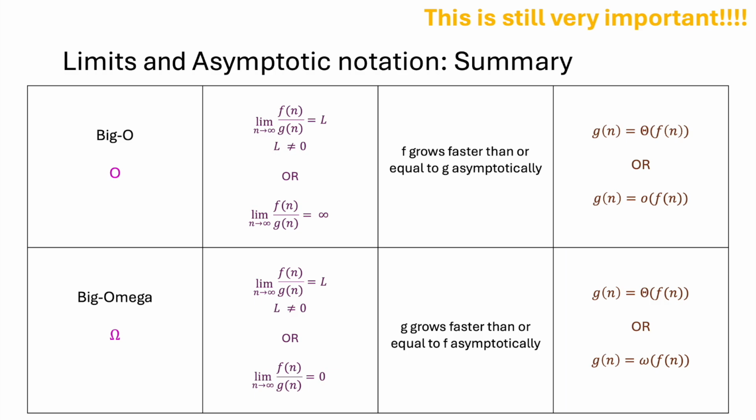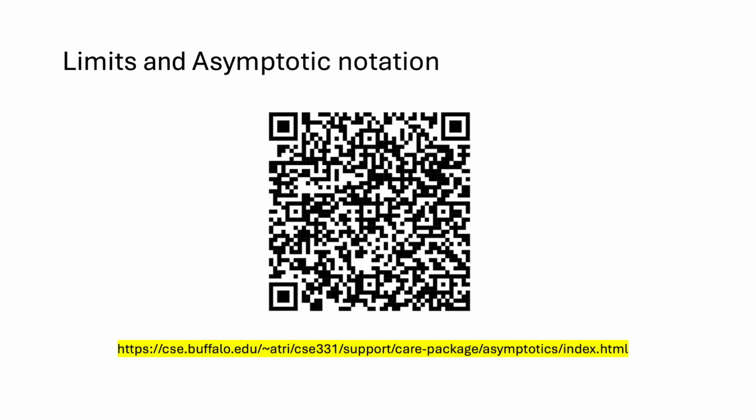Do not worry about little o and little omega. In the scope of 331, we will focus on big O, big omega, and theta. I strongly encourage you to plug in functions and play around with it to have a better understanding for our examples later. We also have a 331 care package on asymptotic notation. It has a different but equivalent explanation of the asymptotic notations. Here's the QR code available for scanning.